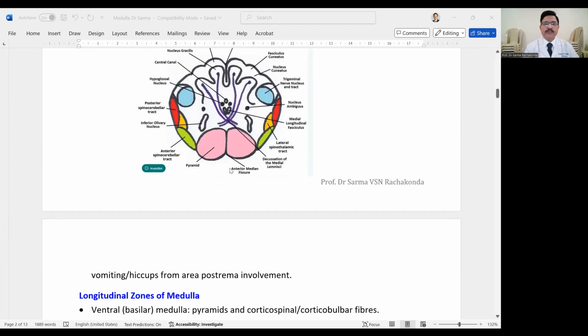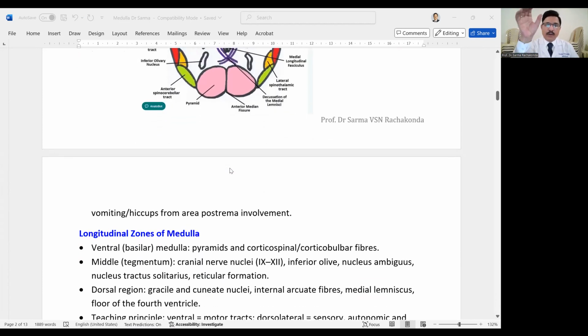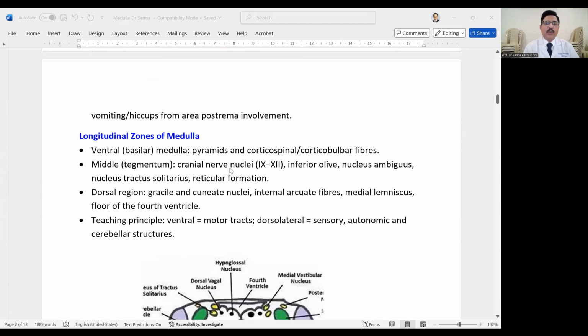Now, the longitudinal zone of the medulla. Neither ventral nor dorsal, but the longitudinal part of the medulla is involved: ventral, middle, and dorsal. In the longitudinal involvement, you can classify them as ventral or basilar medulla, middle or tegmentum medulla, and dorsal or the gracile and cuneate nuclei part. So when the basilar part or the basal part of the ventral medulla is involved, pyramids, corticospinal, corticobulbar are the ventralmost. In the middle, you have cranial nerve nuclei 9 to 12, inferior olivary body, nucleus ambiguus, tractus solitarius, NTS, and reticular formation also is there.